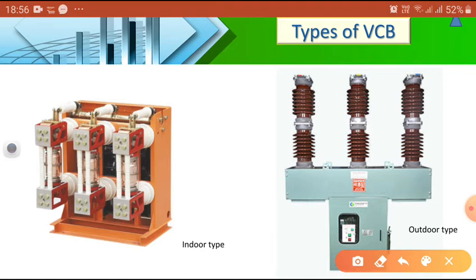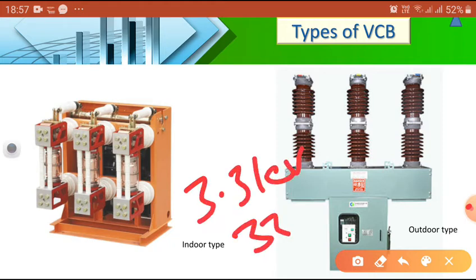And it is designed for medium voltages. You can see some medium voltages from 3.3 kV to 33 kV, for general applications from industry to substations.